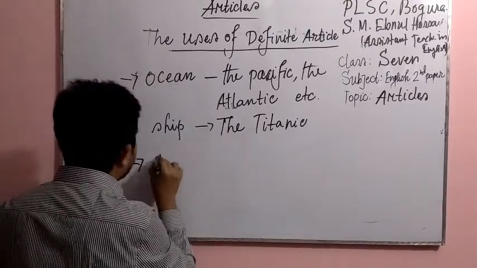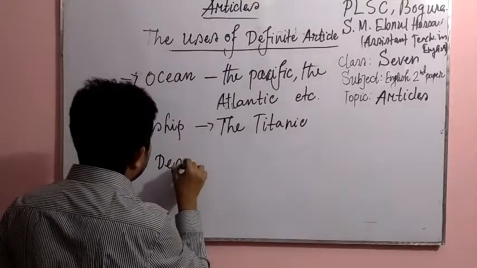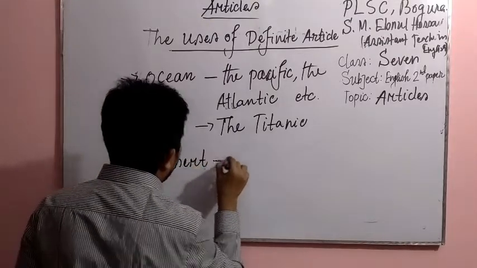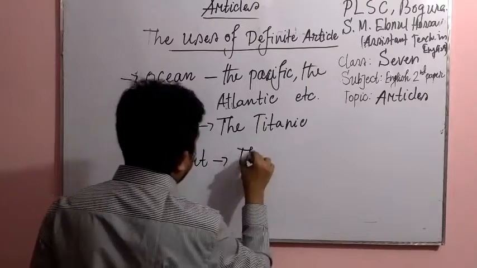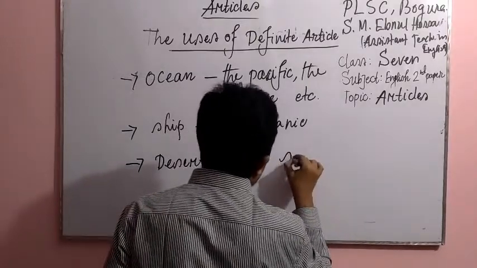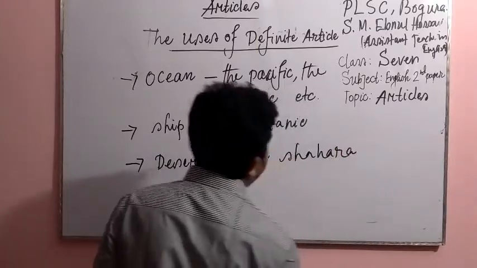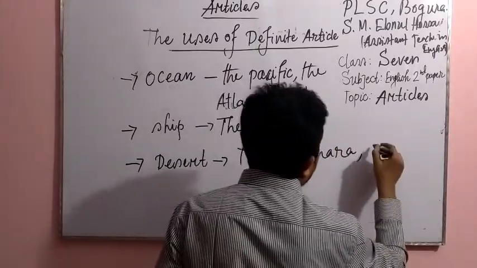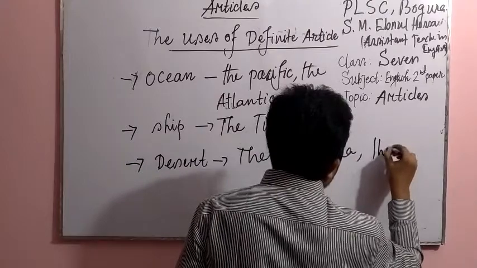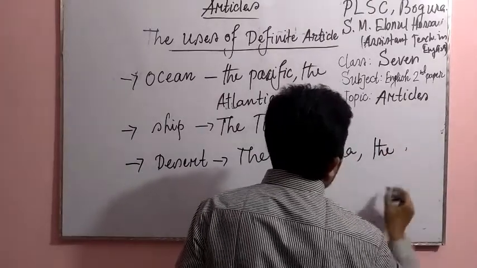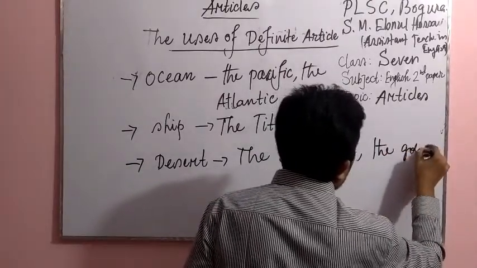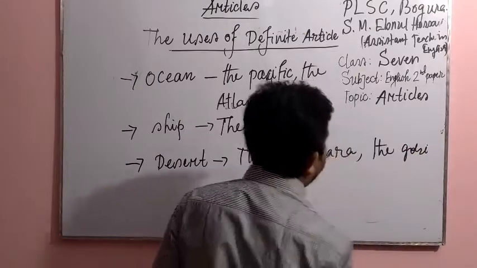Before the name of the desert, the Sahara, the Gobi.